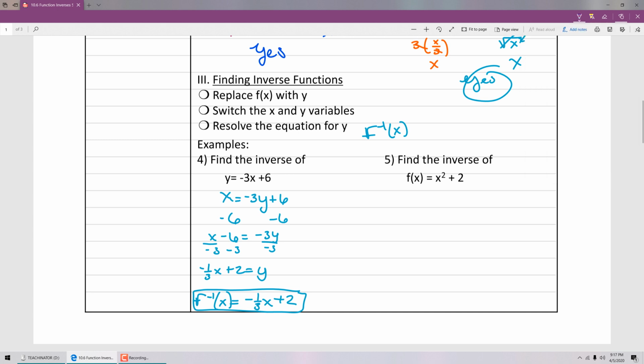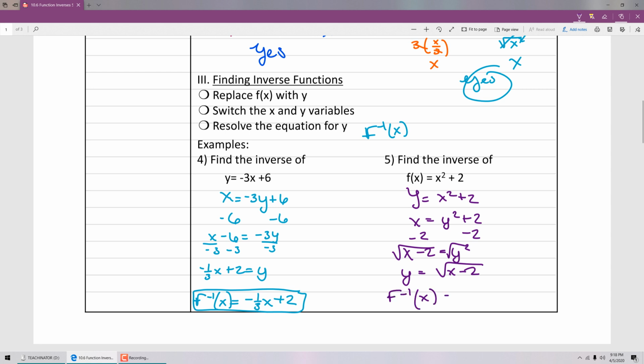Alright, so f of x, we're going to change that to y. Then we're going to switch the x and y. And then we're going to solve for y. Subtract 2 from both sides. X minus 2 equals y squared. To get rid of the square, we square root. And I get y equals the square root of x minus 2. And then instead of a y, we're going to change that to f inverse of x equals the square root of x minus 2.